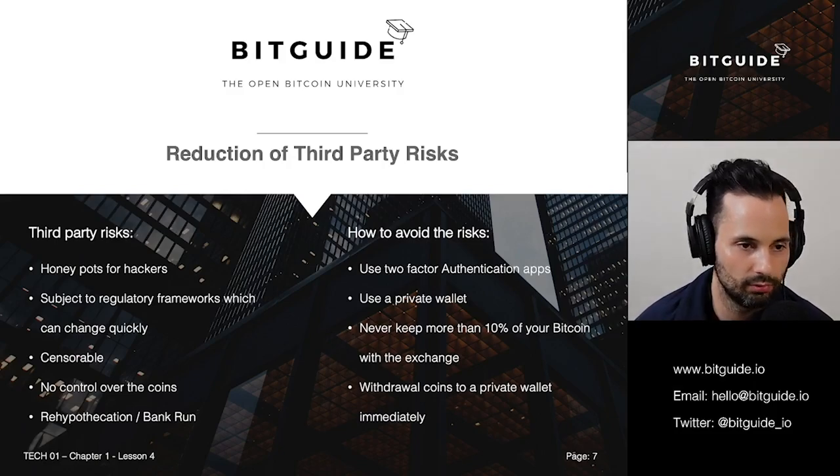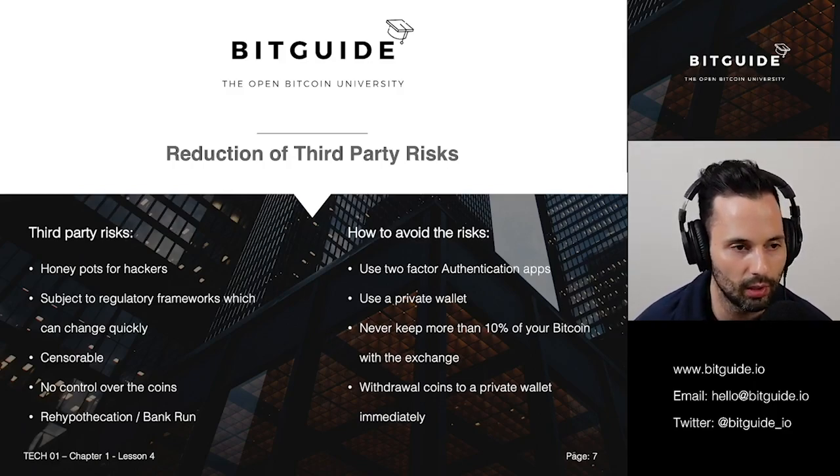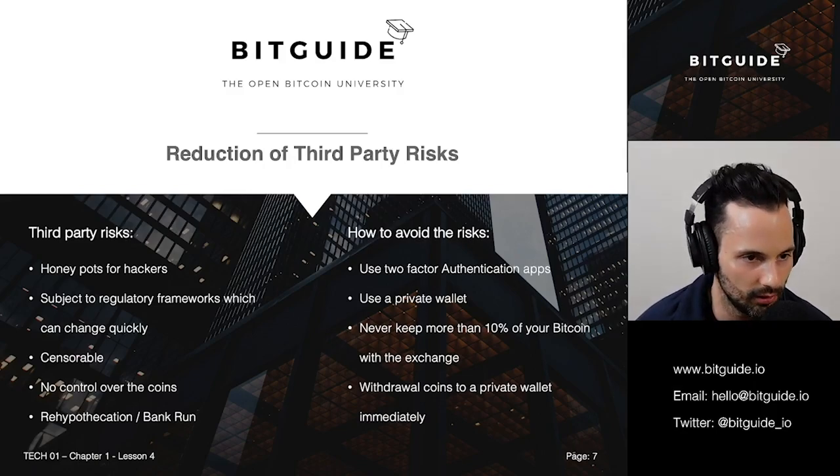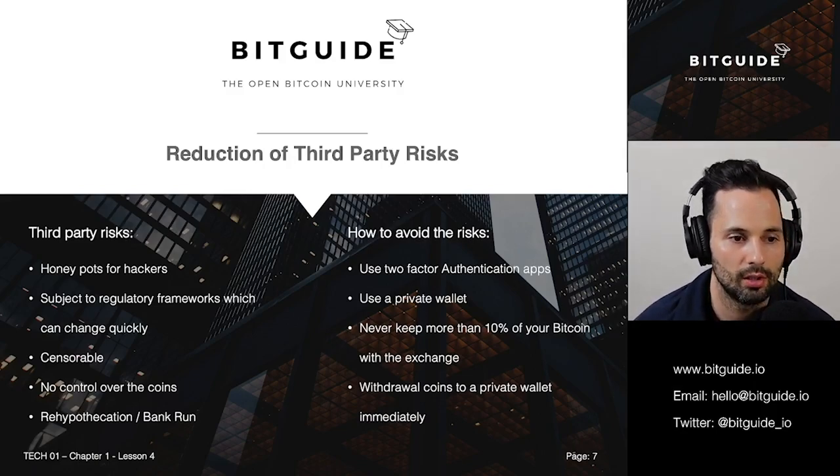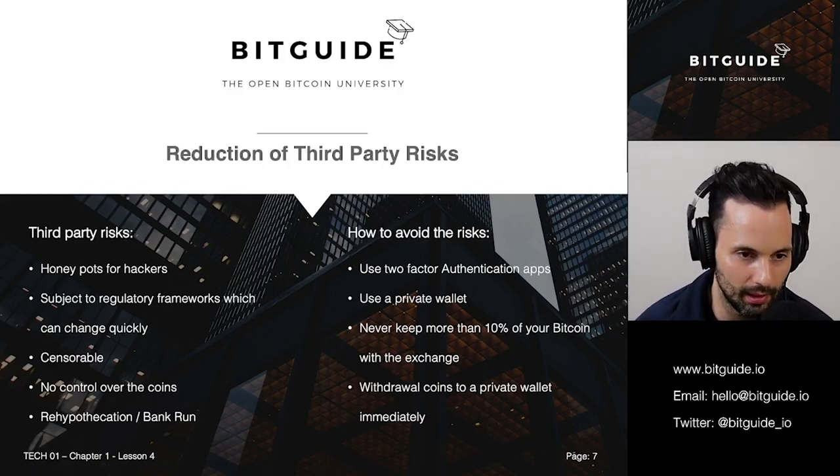your own wallet, for whatever reason, I mean, running a wallet today is very, very easy, but let's say you are disabled or you're not tech savvy at all, and you really struggle to learn how to use a Bitcoin wallet, you can still use a custodian, but just be careful because custodials are honeypots for hackers. Use two-factor authentication applications.